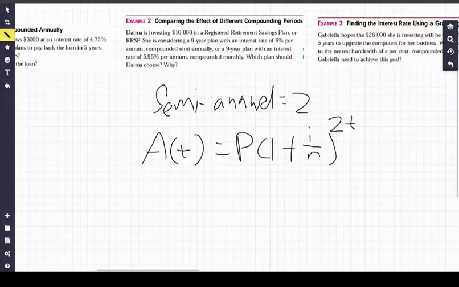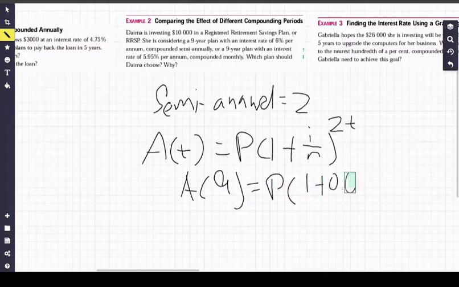Right? So now we're able to figure it out. Let's go ahead and do this. So for our 9-year plan, we're going to do, compounded monthly is 12, by the way. So we're going to do A at T after 9 years of principal times 1 plus 0.03. So basically 6% divided by 100% gives you 0.06 first, and then you're going to divide it by the compounding period per year, which is 2 in our case. You're going to get 0.03, and you're going to raise it to the 2t power, which is 18.